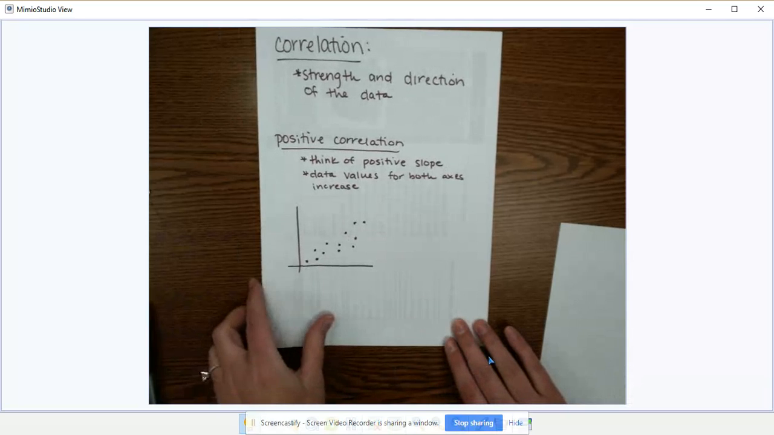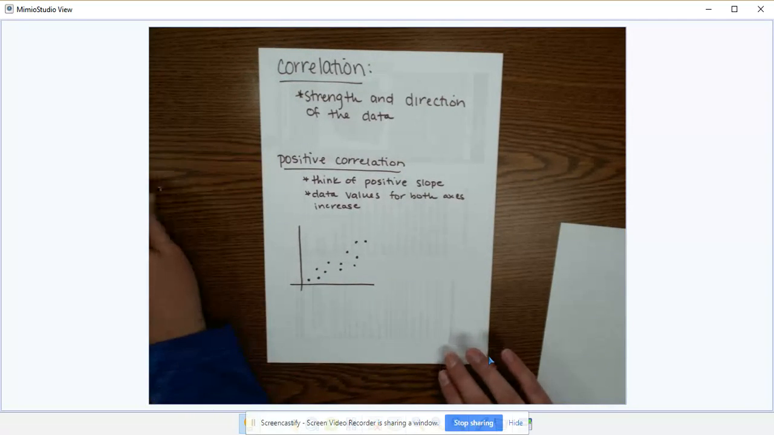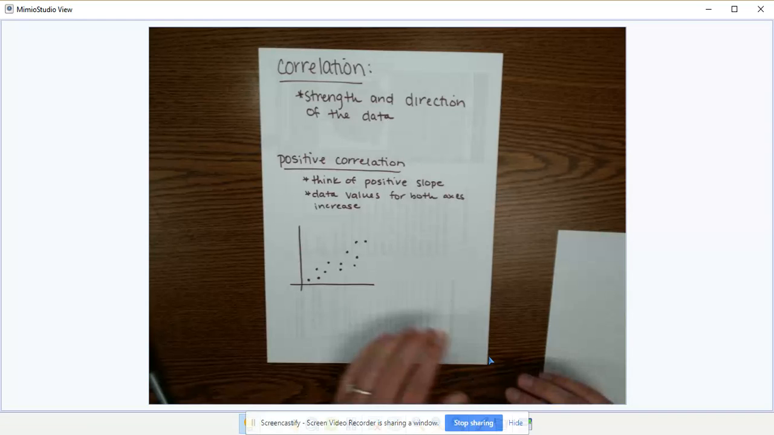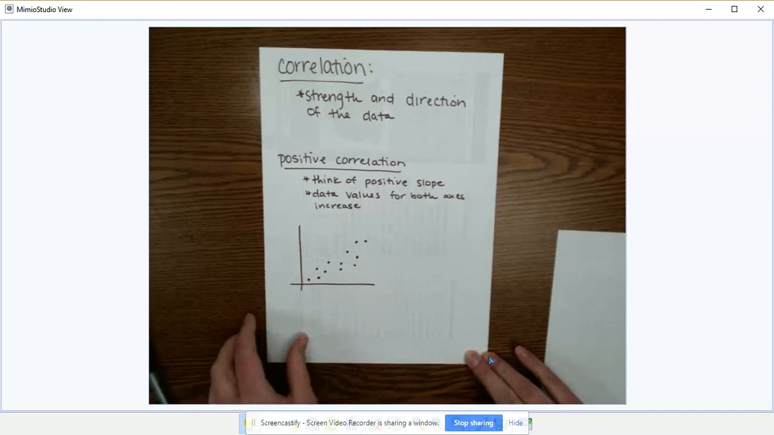We're also going to talk about something called correlation. So correlation just talks about the direction of the data. So we have positive correlation, and you can relate that to positive slope. Both our x and our y values would be increasing. So it looks something like this. Could obviously be steeper, but it'll be in the positive direction.